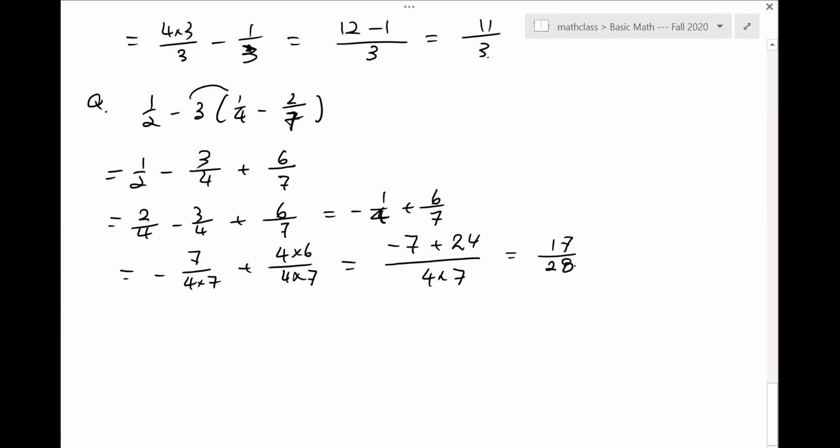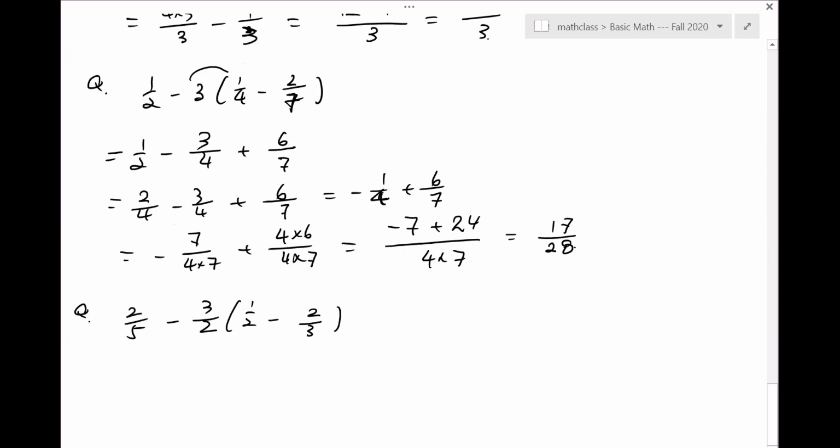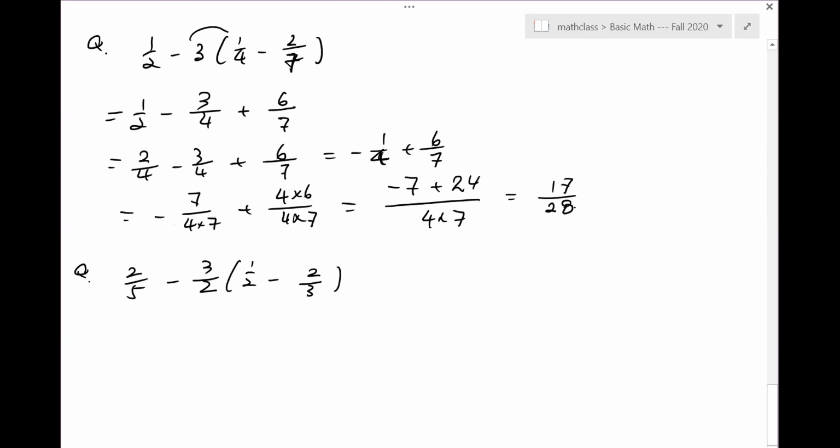All right, so let's try the next one. 2 over 5 minus 3 over 2, 1/2 minus 2 over 3. Okay. And let's see if we are able to get correct answers. We are getting more and more complicated problems right now, right? Those are fractions. Okay. That takes a couple steps.